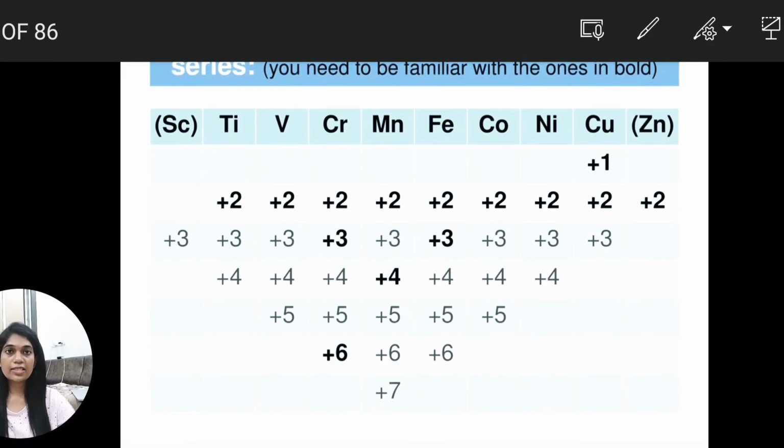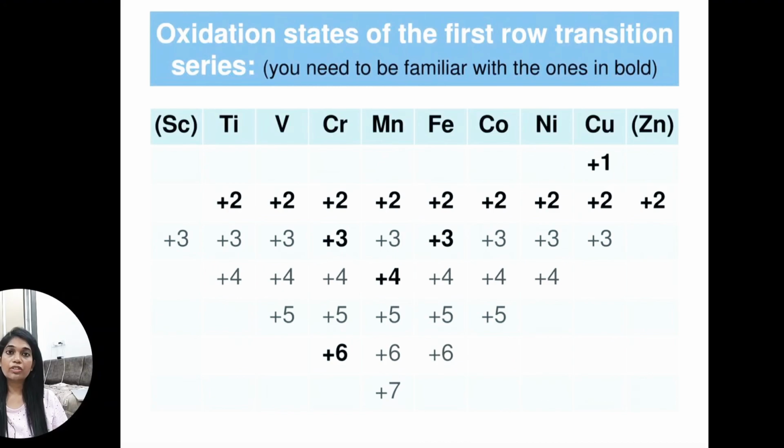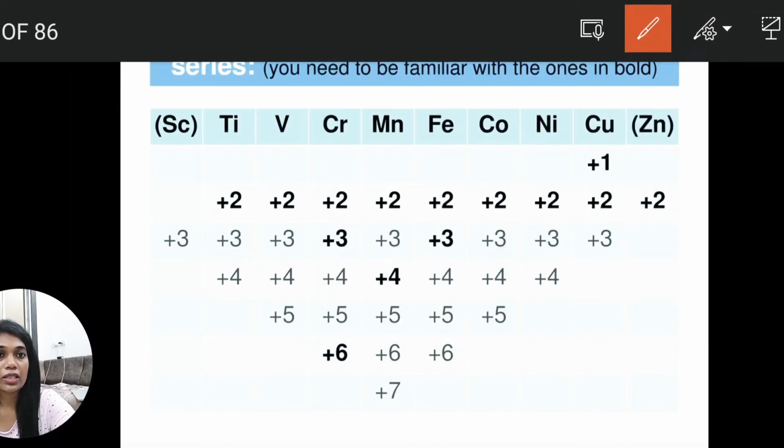Now let's see the oxidation states of the first transition series, that is the 3d series. You can see this in the slide. From scandium to zinc, there are variable oxidation states shown by the metals. Scandium shows +2 to +3 oxidation states. Zinc shows only the +2 oxidation state, and the highest oxidation state is shown by manganese, that is +7.